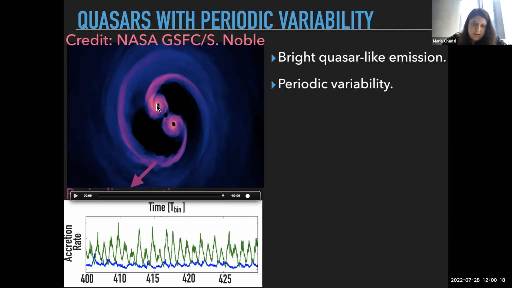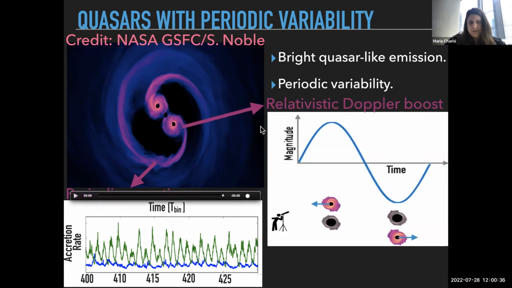The second is related to the gas that is bound to the black hole. If we have an unequal mass binary, the smaller black hole, the one that moves closer to the cavity, typically has a brighter mini disk. And if it's also close to edge on, we have effects from special relativity. Even if the luminosity is constant, because it is moving with relativistic velocities, when it's moving towards the observer, it will appear brighter. When it's moving away, it will appear dimmer, and this gives rise to a sinusoidal periodicity.